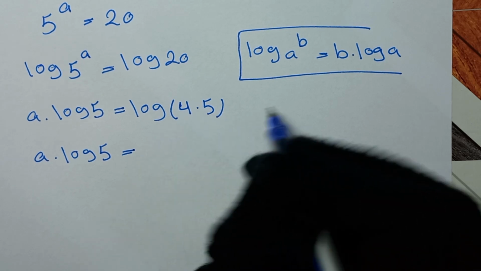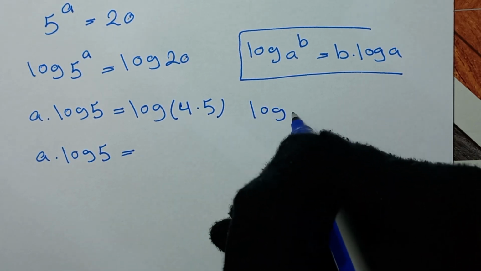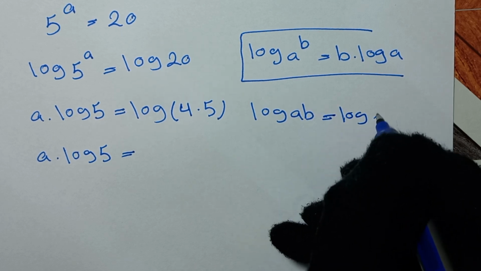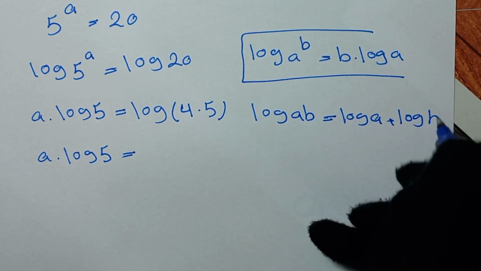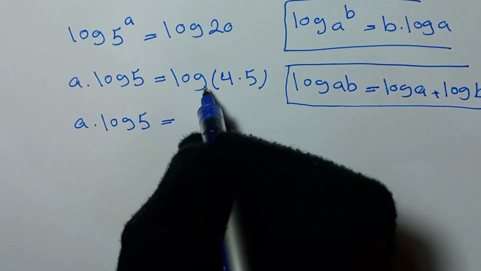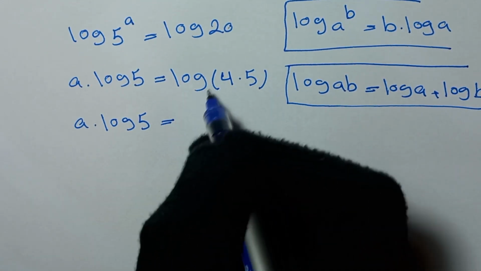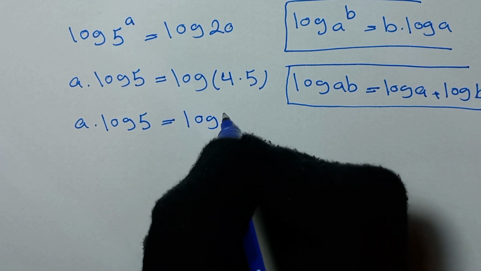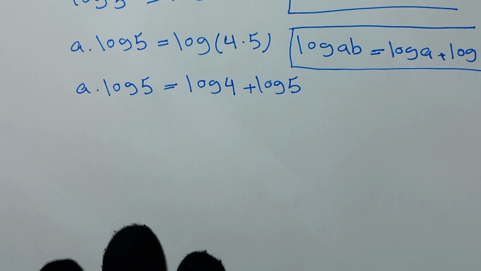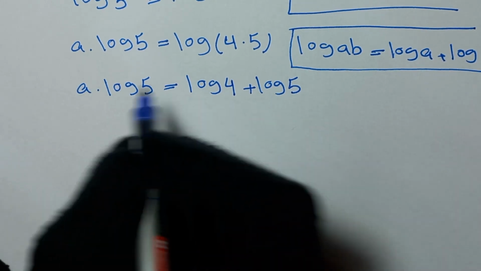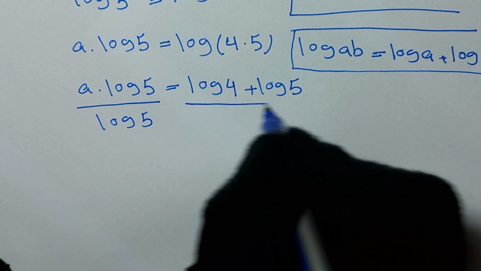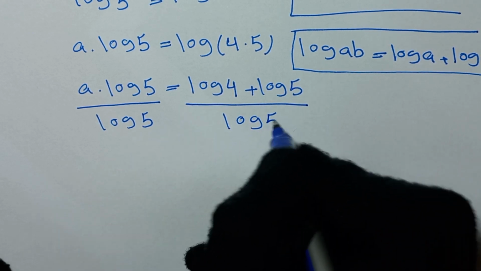From log rules, if we have log of a times b, this is equal to log of a plus log of b. So here we have log of 4 times 5, so we can write this as log of 4 plus log of 5. In the next step, we divide both sides of this equation by log of 5. So this over log of 5 and this over log of 5.